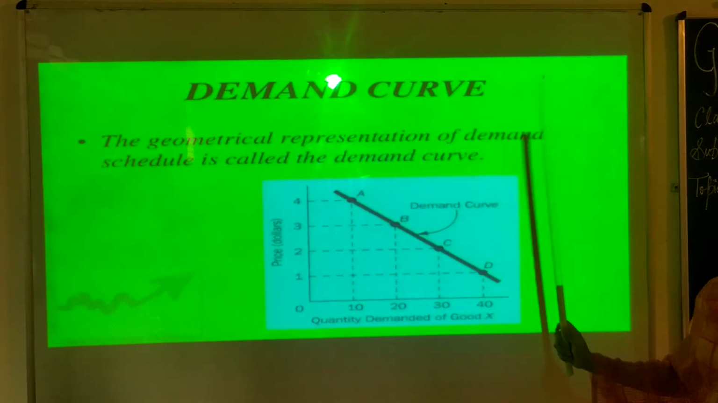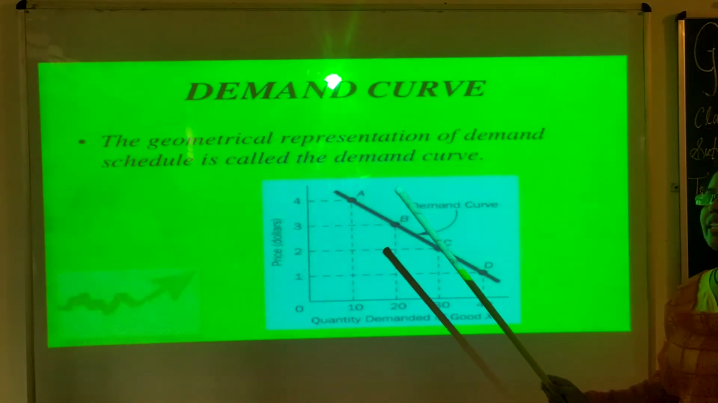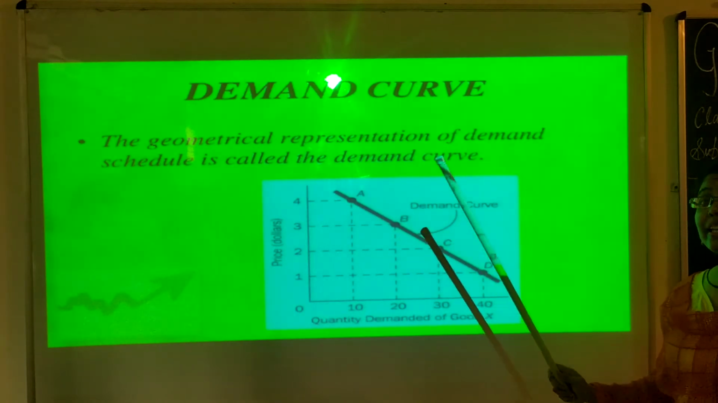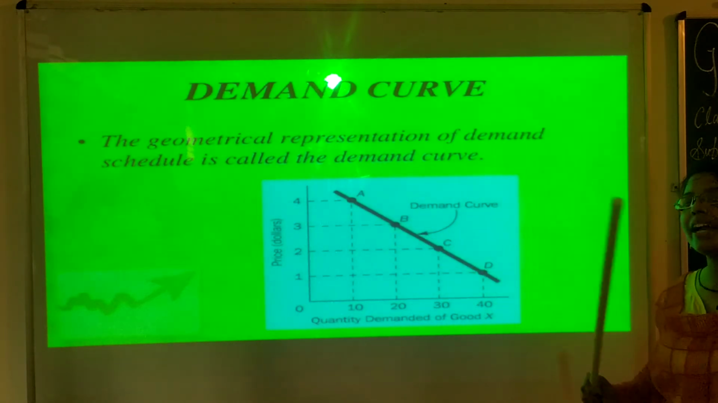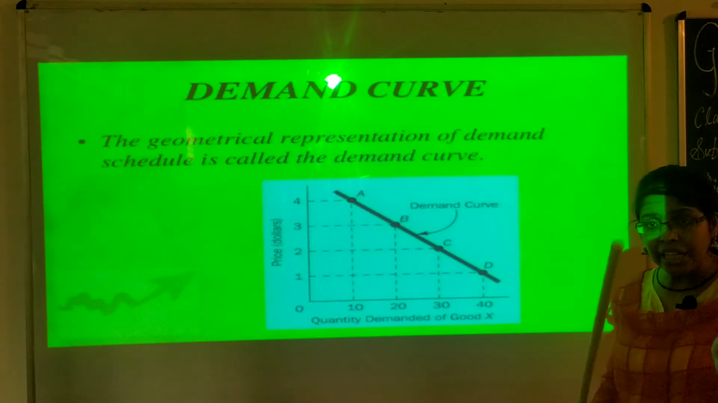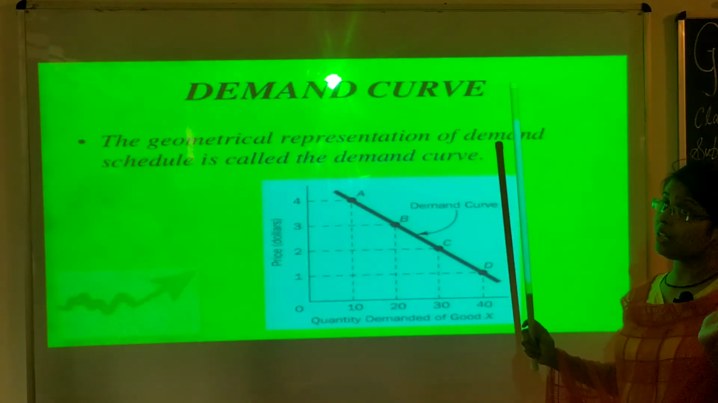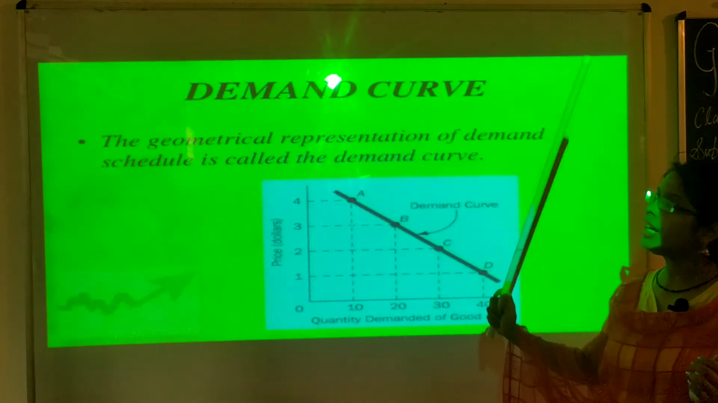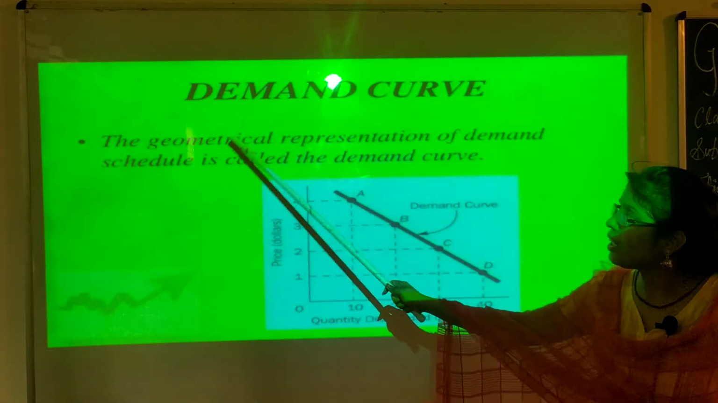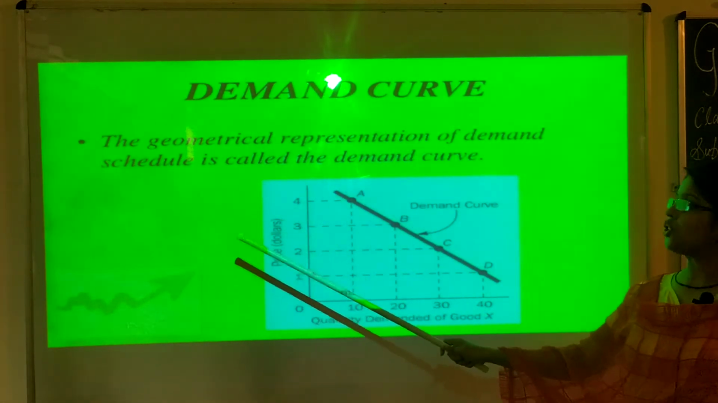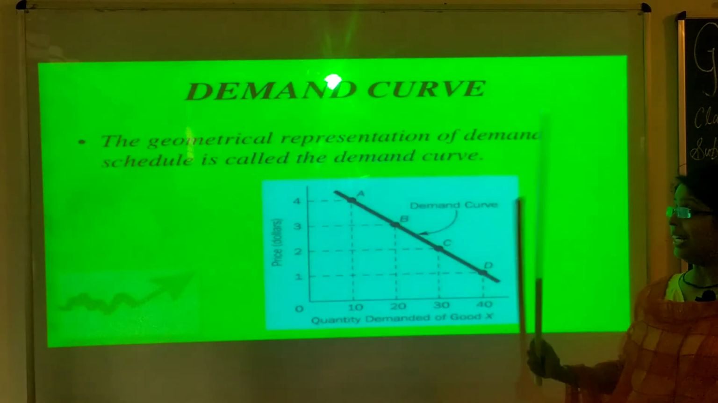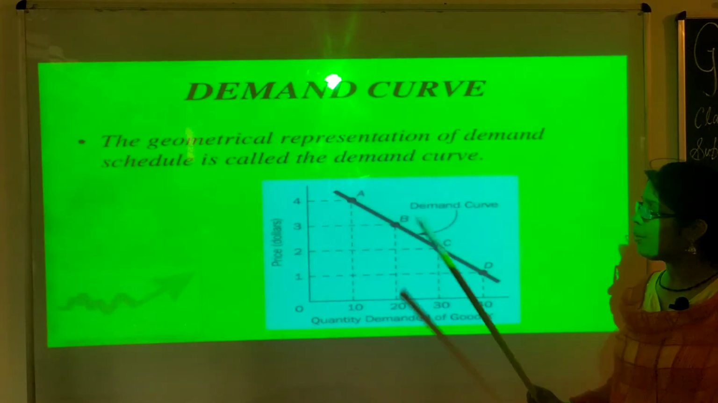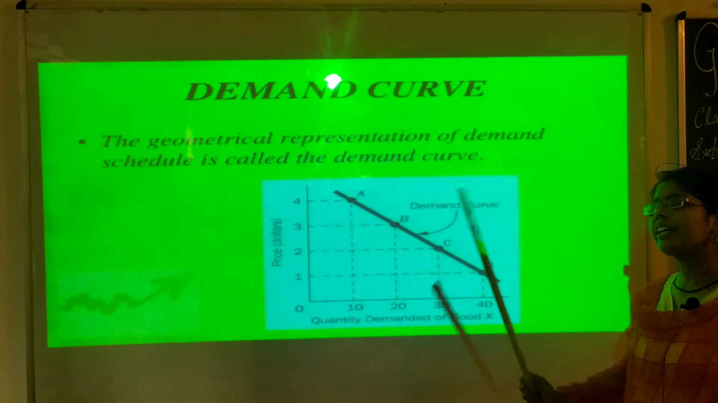Okay, demand curve. What is demand curve? You have studied right now demand schedule. Demand schedule is the tabular representation of price and quantity demanded. When the same thing is represented in a geometrical form or graphical form, it is called demand curve. So the geometrical representation of demand schedule is called the demand curve. That means you are going to see the relationship between price and quantity demanded in graphical form.